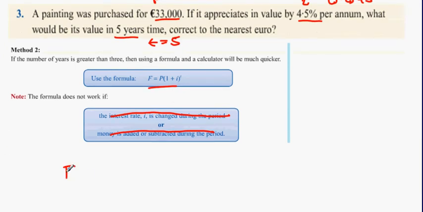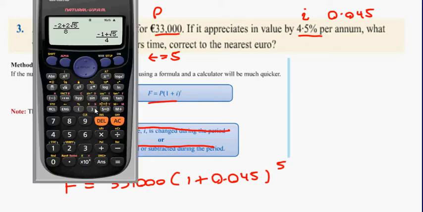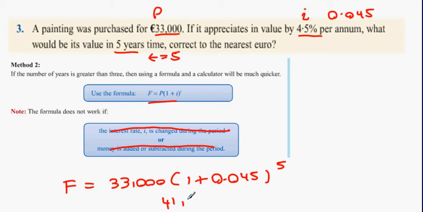So what we can have is that our final value, which is F, equals 33,000 multiplied by 1 plus the I value, 0.045, to the power of 5. Then we just need to put that all into the calculator, so it's going to be 33,000 multiplied by 1.045, because we add the two of them together, to the power of 5. What we can find out is that this answer is going to be 41,124. So 41,124 euro.